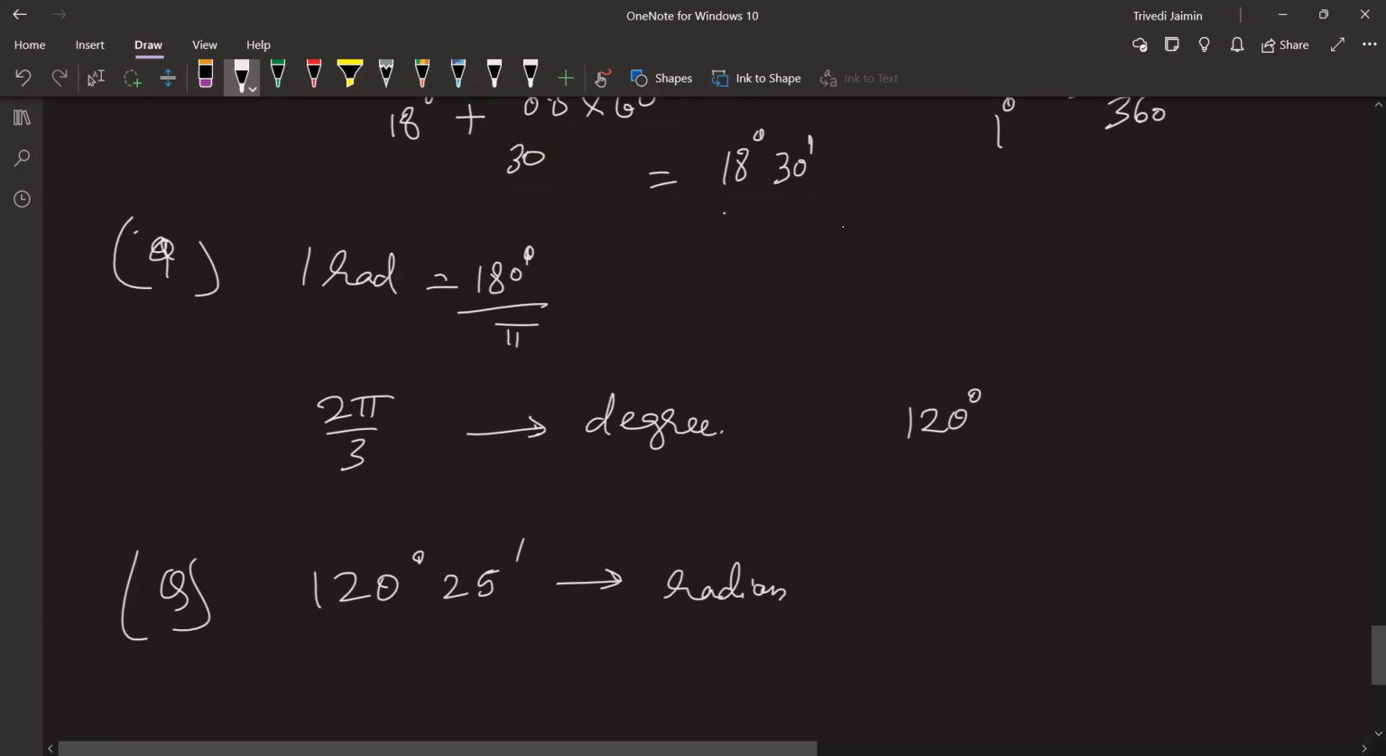Okay. How did you convert first of all? Tell me. So 120 degrees, we can convert it to 481 by 4 degrees. And when we divide 180 by 481 by 4, we will get the answer. It would be 1.5 approx or 1.49 and something.